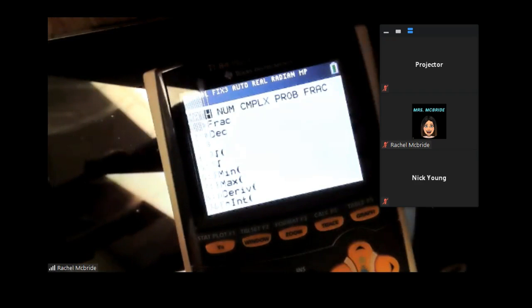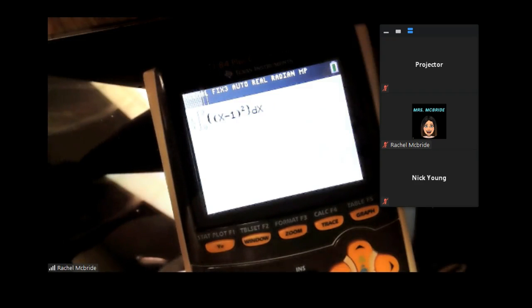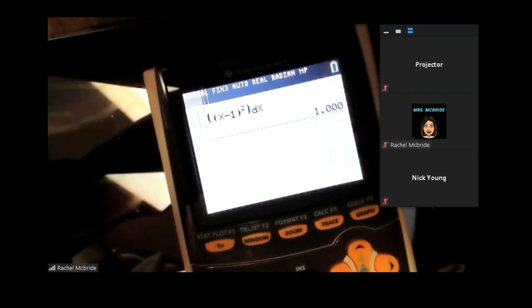Then go to math. Go down to option number 9. Type in your integral lower than upper. Type in your function. So make sure you do x minus 1 in parentheses squared. Fill in your variable x at the end and hit enter. So we see that the average value of this function is 1.